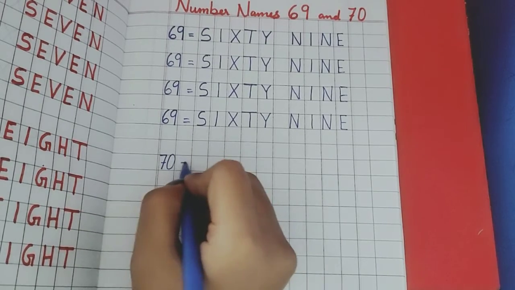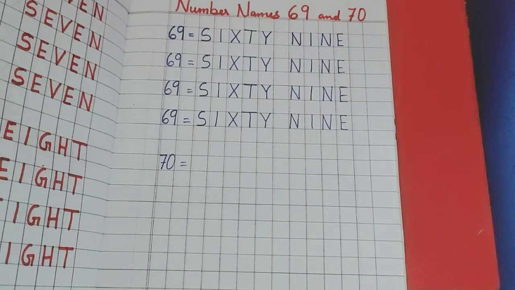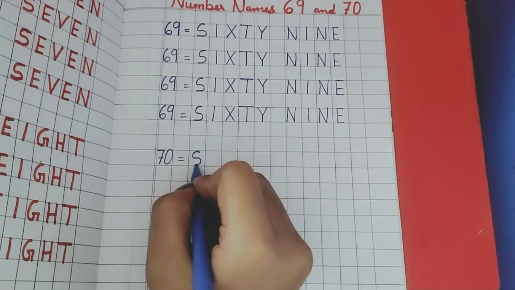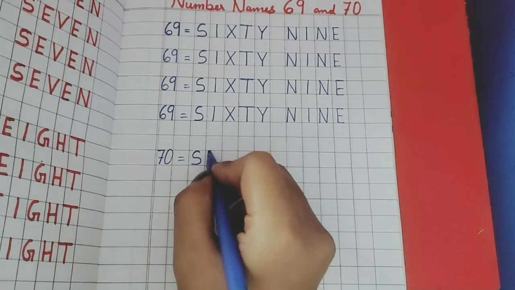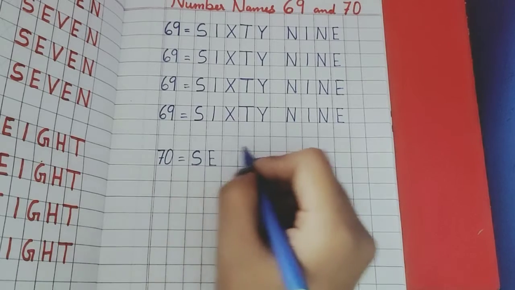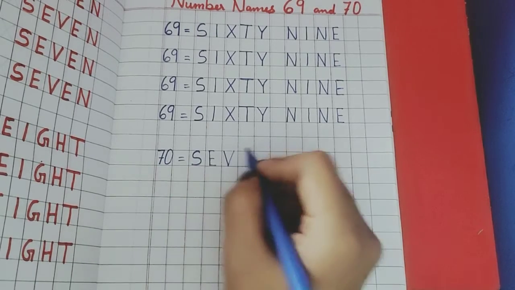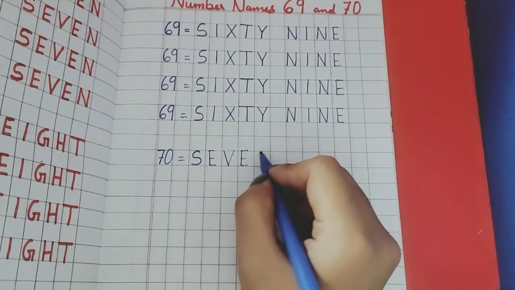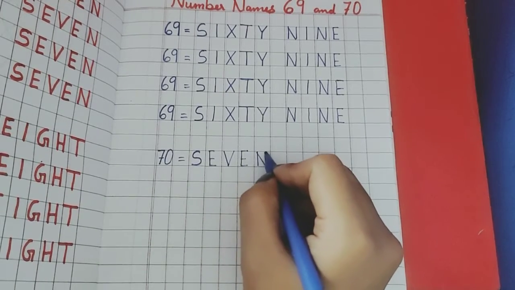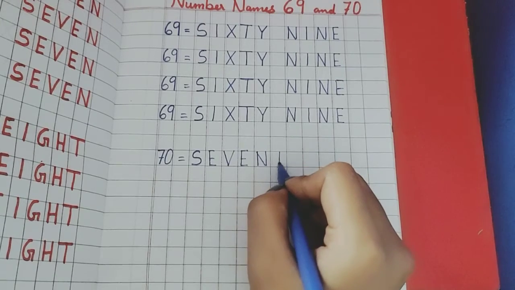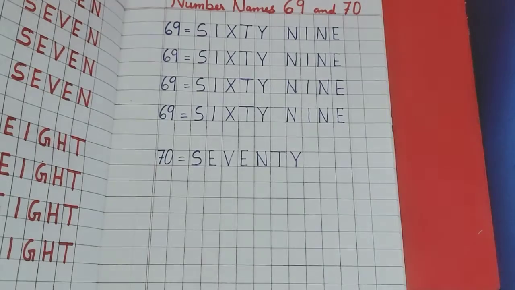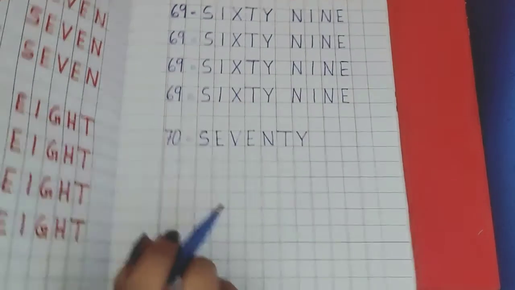0, 70. Very good. Now 70. What's the spelling of 70? S E V E N T Y, 70. Very good.